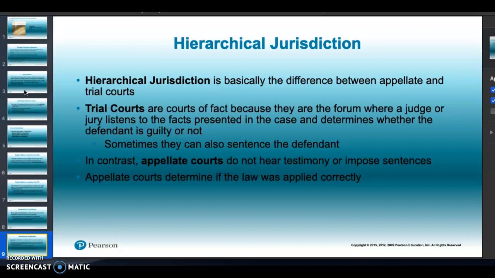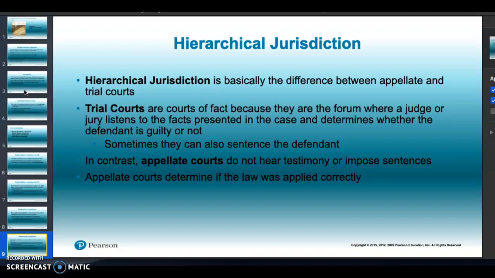So think of a hierarchy. You're starting at the bottom with the trial court, and then it can be appealed to what we call an appellate court. Trial courts are fact courts because they are the forum where a judge or jury listens to particular facts presented in the case and determines whether or not the individual is guilty or liable. Sometimes they can also be sentenced in that particular court. In contrast, appellate courts do not hear facts or testimony or impose sentences. They're essentially the fact checkers for the trial courts. Appellate courts determine if the law was applied correctly.